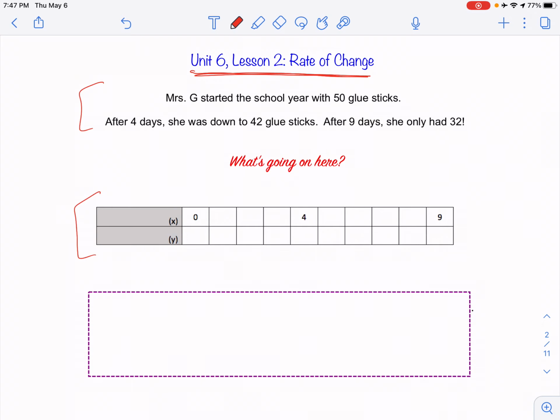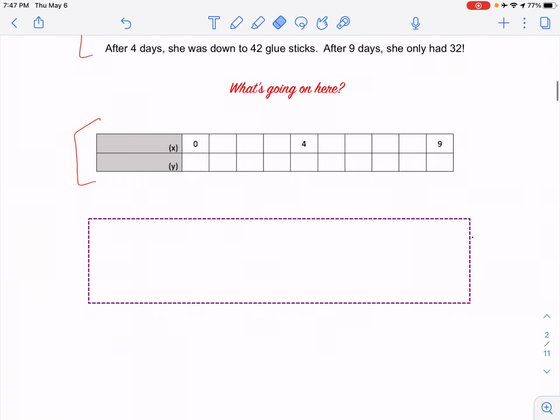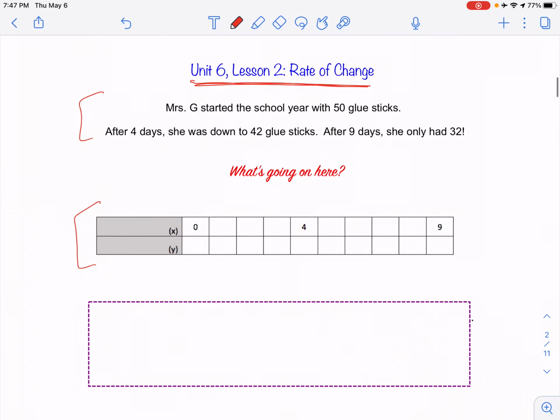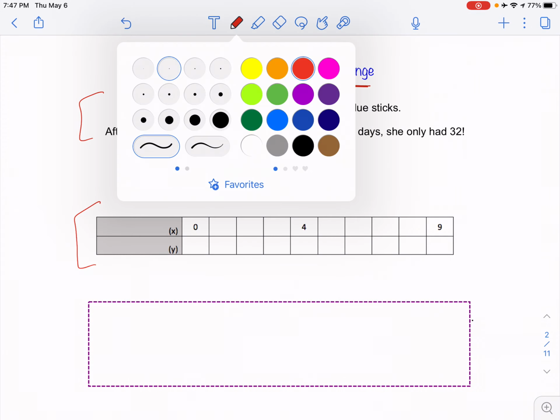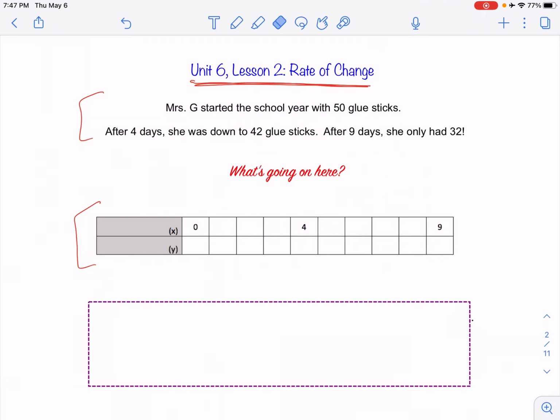Let's look at what's going on here. It says, Miss G started the school year with 50 glue sticks, and after 4 days, she was down to 42 glue sticks. After 9 days, she only had 32 glue sticks.